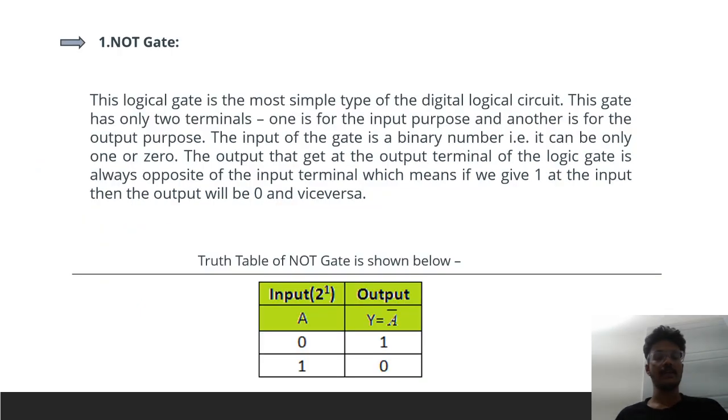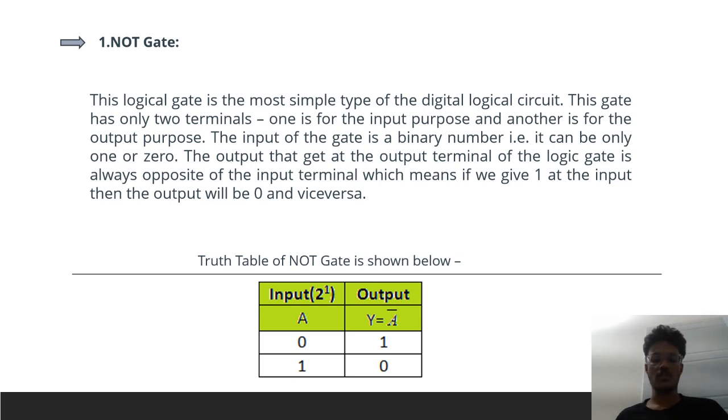First one, basic gate, is NOT gate. This logic gate is a much simpler type of digital logic circuit. This gate has only two terminals, one is for input, another one is for output. Input gets a binary number, that is, it can be only 1 or 0, not other than 1 as well as 0. Then the output terminal of the logic gate is always opposite to the input.